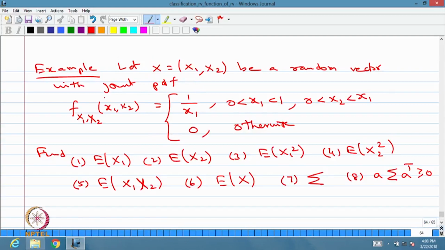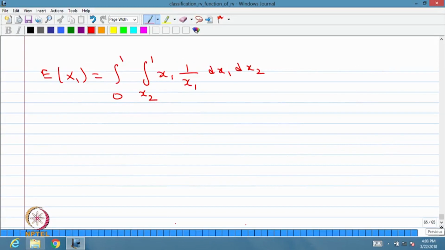You see that the joint probability density function is 1 divided by x1, where x1 ranges from 0 to 1, whereas x2 range is 0 to x1. Therefore, expectation of x1 is double integration 0 to 1, x2 to 1, x1 times 1 divided by x1. 1 divided by x1 is the joint probability density function of x1 x2. If you do the simplification, you will get the answer 1 by 2.